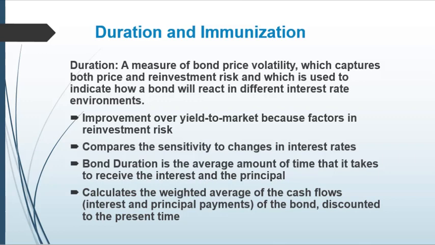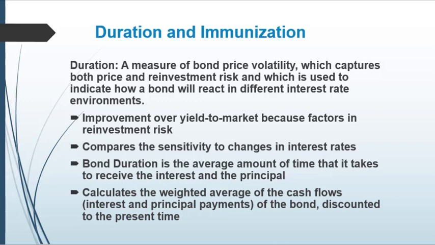So it's going to capture two kinds of risk. It's going to take into account price risk, which is the changing value, and also the risks of changing reinvestment opportunities. It looks at both of those risk factors. So it's an improvement over yield to maturity because it looks at reinvestment risk. So it compares the sensitivity of bond prices to interest rates.